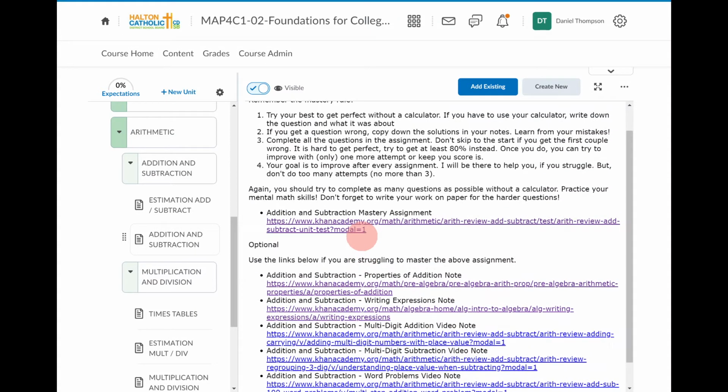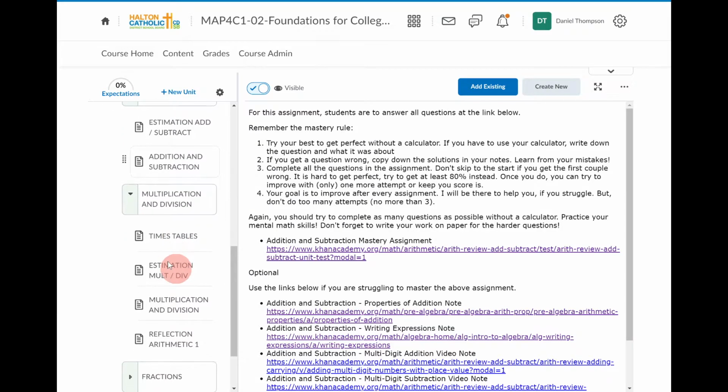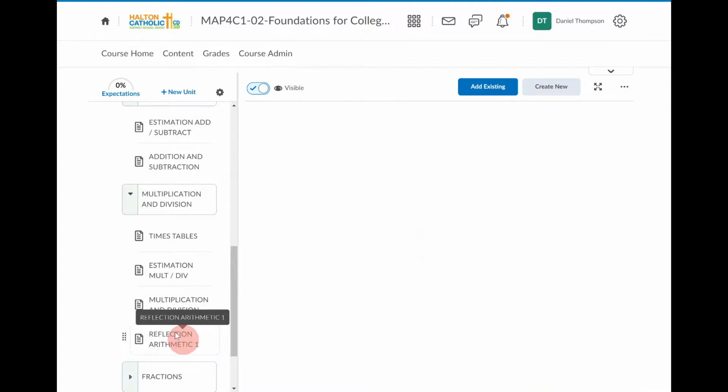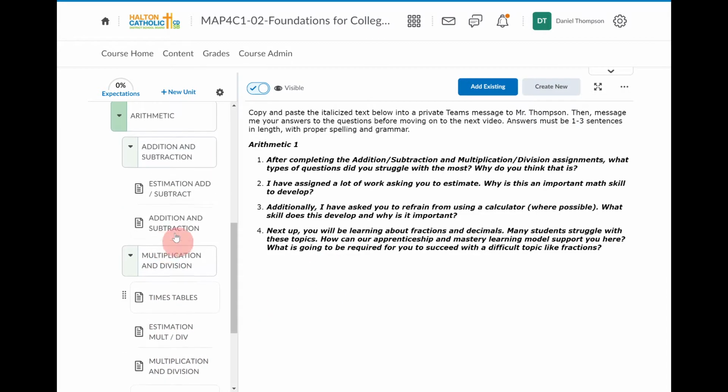But once you've gone through all of the assignments on Khan Academy, you'll notice that after the final multiplication and division assignment, I've put a reflection here. And just like the previous reflections, once you've gone through all of these pages here, I'm asking you to reflect on how it went. And I need you to send the questions to me.